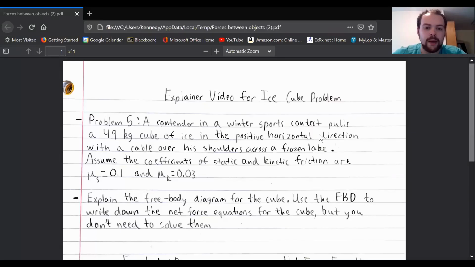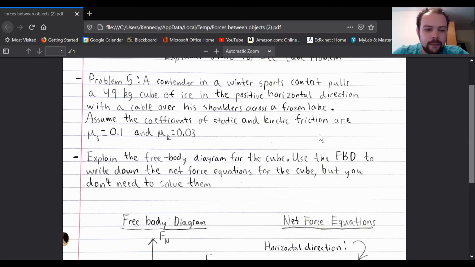All right. The problem states that a contender in a winter sports contest pulls a 45-kilogram cube of ice in the positive horizontal direction with a cable over his shoulders across a frozen lake. Assume the coefficients of static and kinetic friction are 0.1 and 0.03 for kinetic.